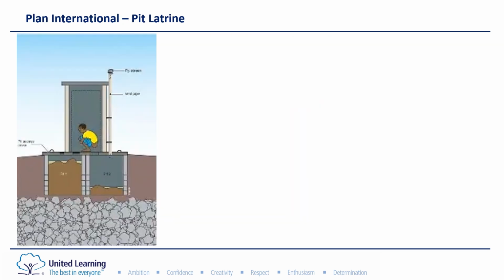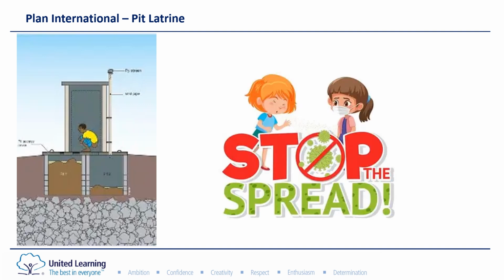The next response was by a charity called Plan International, and they went to the Philippines after the storm to help build pit latrines. These are toilets built into the ground, and the way this works is it gave 100,000 people access to a clean, sanitary toilet, and by allowing people to toilet in a safe space, this stopped the spread of diseases, which in turn meant fewer people would die as a result of the typhoon.